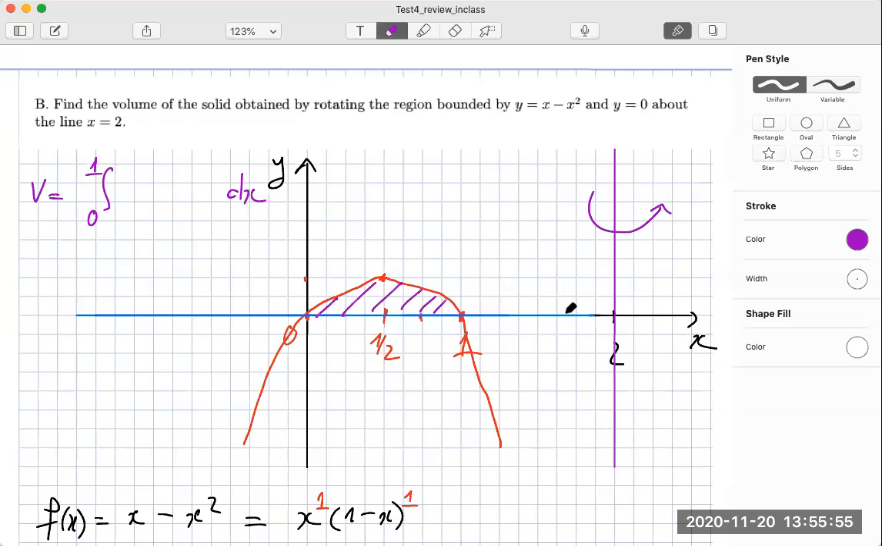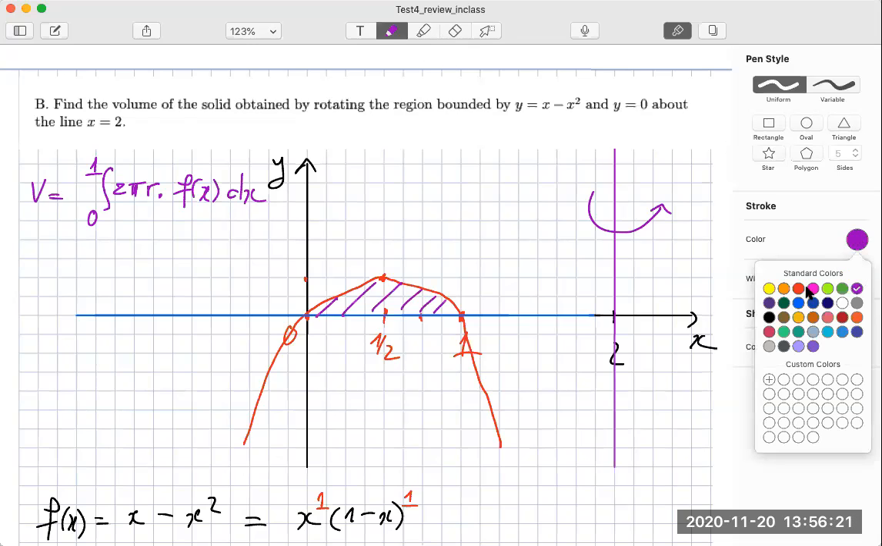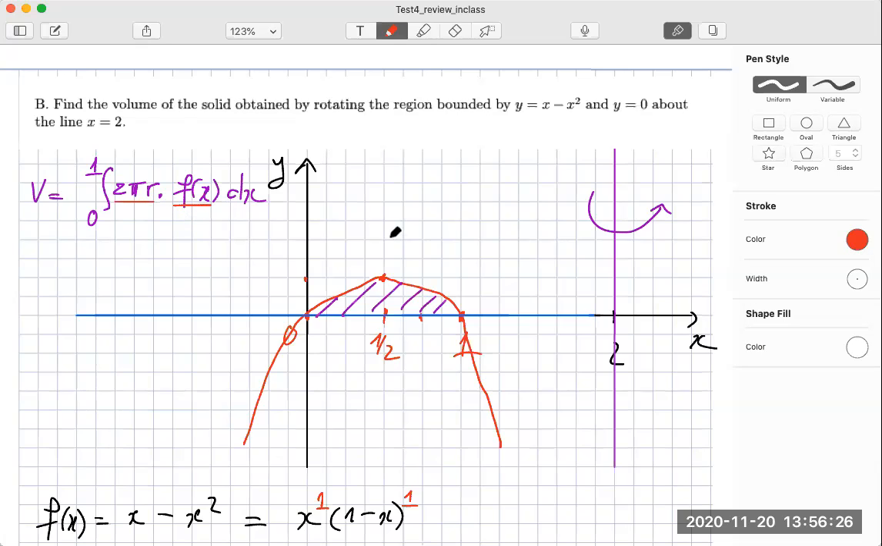Do you have a question? Okay. Then the cylindrical shells formula tells us that it will be 2 pi r f(x) dx. And what else? This is the height, and here is the thickness, okay? Very good. This is the circumference. This is the height of the function. And here is the thickness, dx, okay?